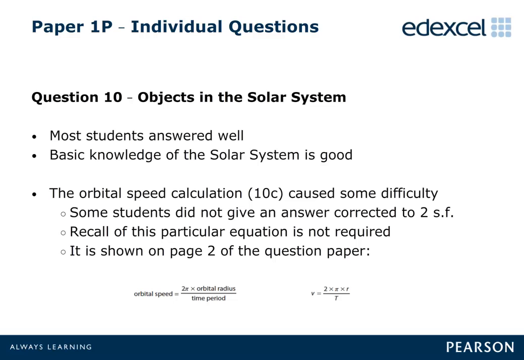Students are given the equation on page 2 of the question paper. Some of them used an incorrect equation. Some students calculated correctly, but were unable to round their result to two significant figures.